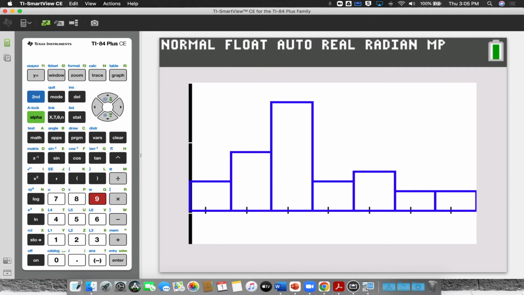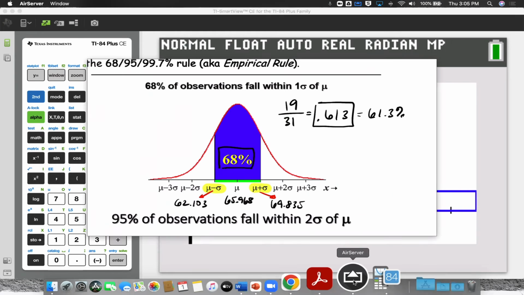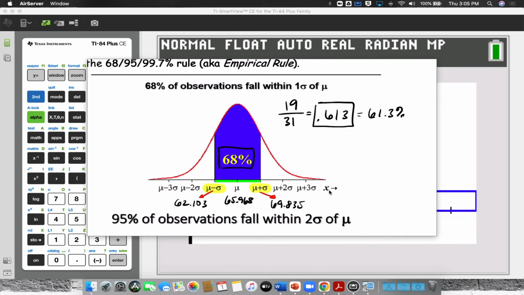And there it is right there. That's the actual data. So one way is the empirical test, which we just did. 68%, 95%, 99.7%. But we were like, is 61 close enough? Is 61.3% close enough to 68? Some of you would say yes, some of you would say no. What's the answer?